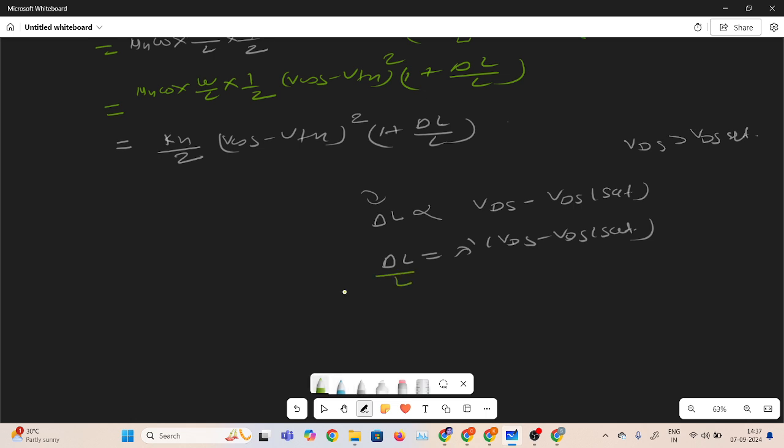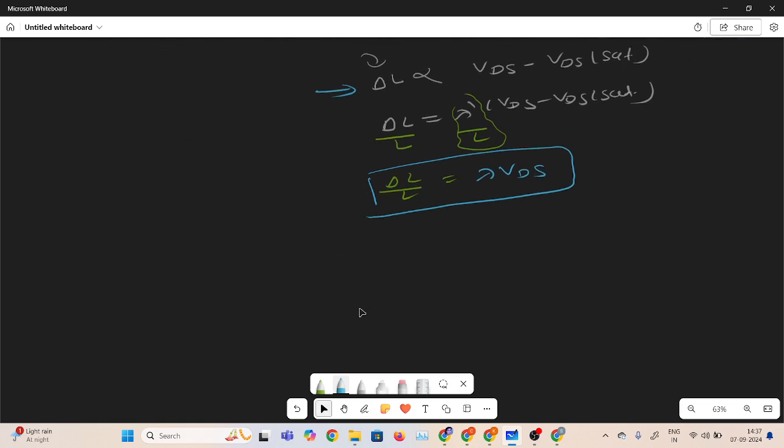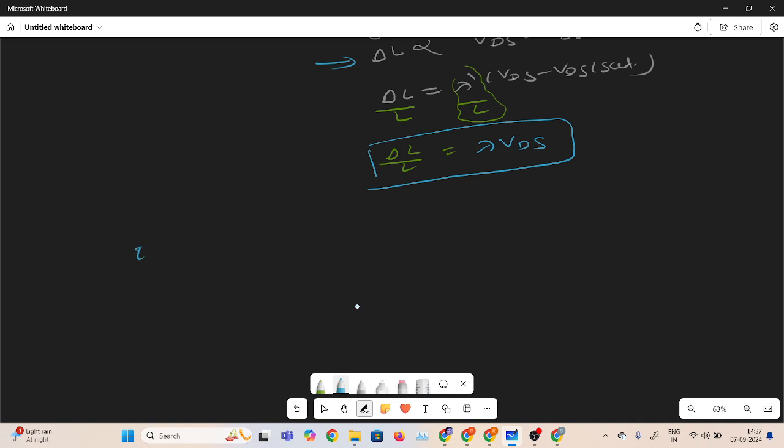So delta L by L we can write like that, and lambda dash by L I am replacing with lambda. And if the VDS is much more compared to VDS sat, in this case it is lambda into VDS. So the depleted channel length delta L is a function of VDS. When we increase the VDS, the depleted channel length will also increase. So finally I am writing the equation here.